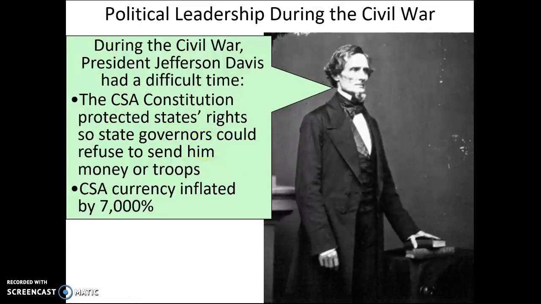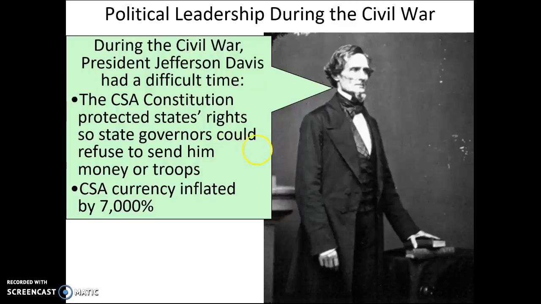It's a confederation of states, and states have the ultimate power. So really all that Jefferson Davis can do is ask individual states to send money or to send troops to the federal government to help protect it during this wartime. And as a result of that, most governors are going to respond by not sending any, or sending very little money, or sending none at all.